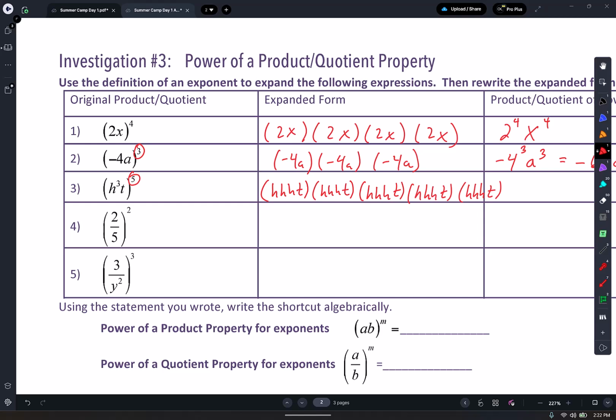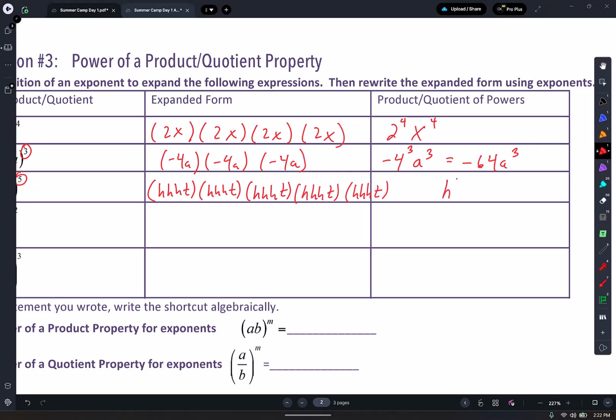How many H's do you see? So there it is, H to the 15th. How many T's do you see? T to the 5th. How are we feeling, guys?